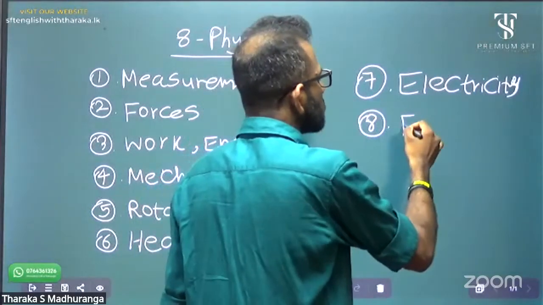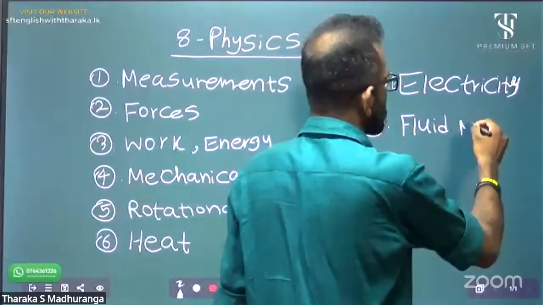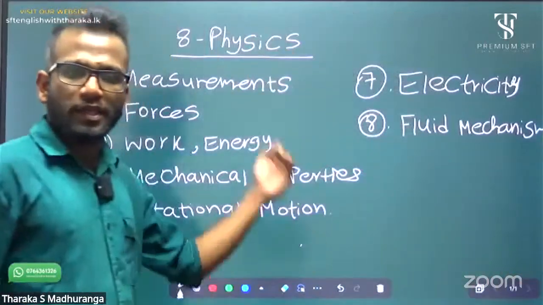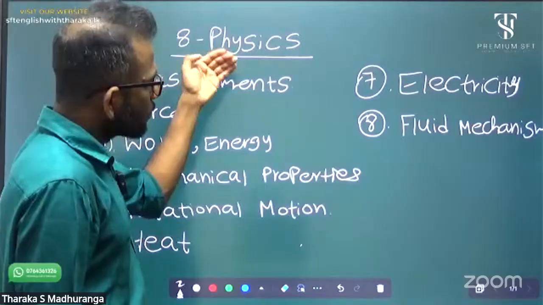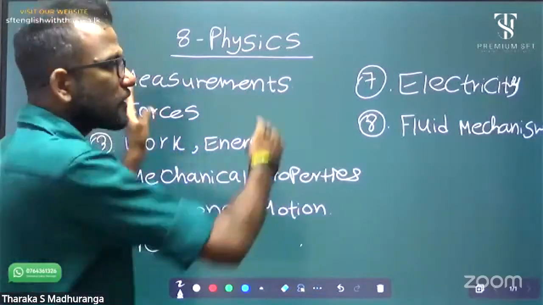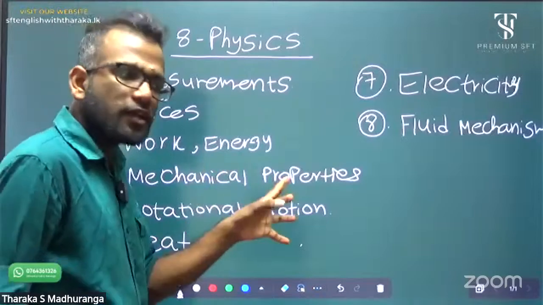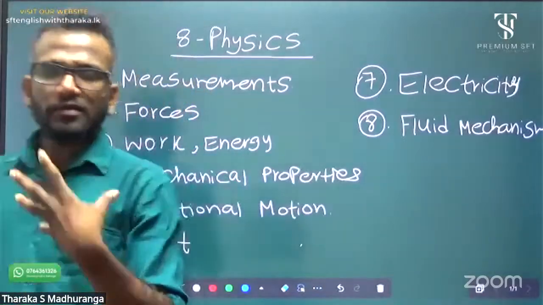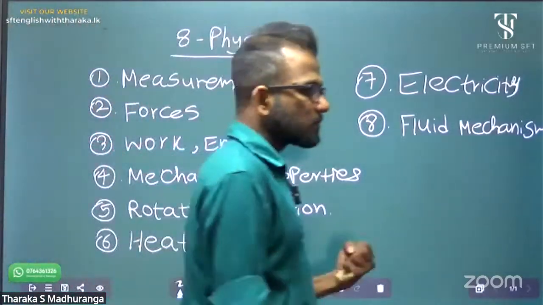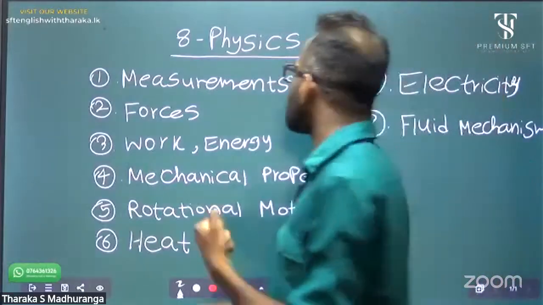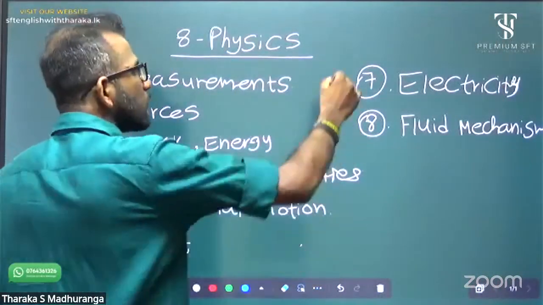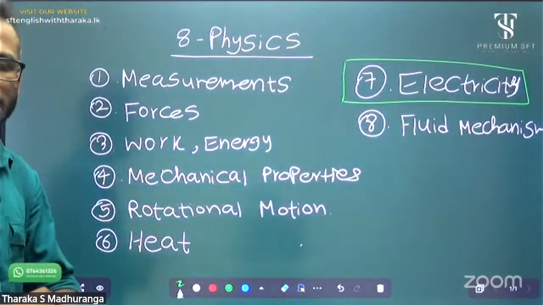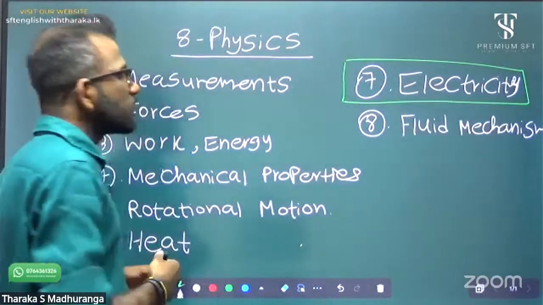The final one, fluid mechanics. Okay, those are the physics lessons. Now, out of these 8 lessons, 6 lessons are already fully completed with all practice questions, completely done. Today we're going to start our last 2 physics lessons. It is electricity.